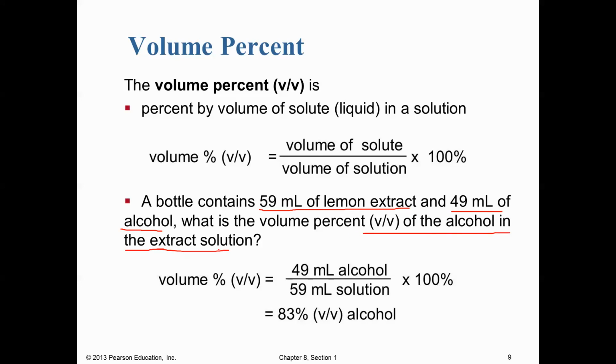So we're going to take our volume of solute, in this case alcohol, and we are going to divide that by our volume of solution, and then times 100, and we're going to end up with, when we crunch our numbers here, 83% by volume alcohol. So very similar to before, but now we're doing milliliters over milliliters instead of grams over grams.